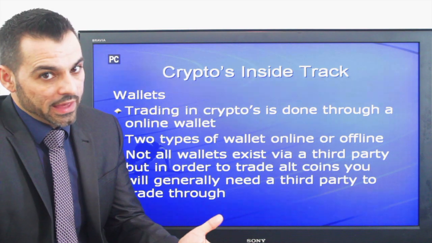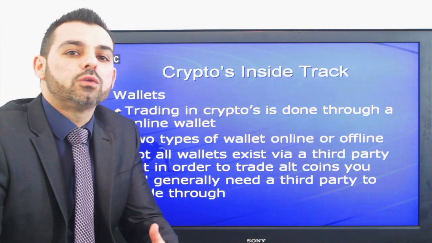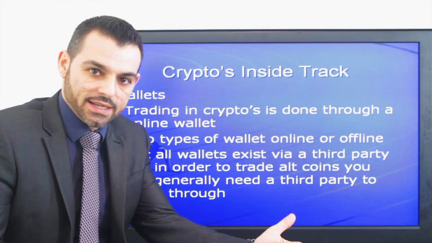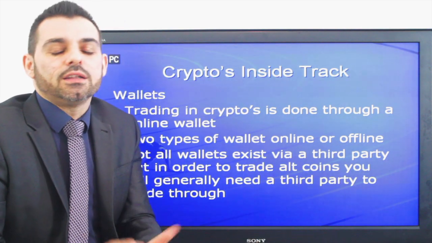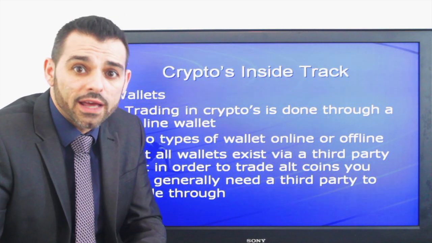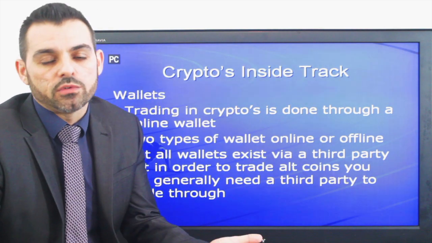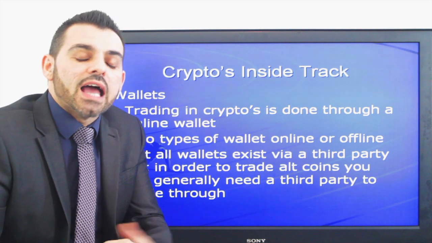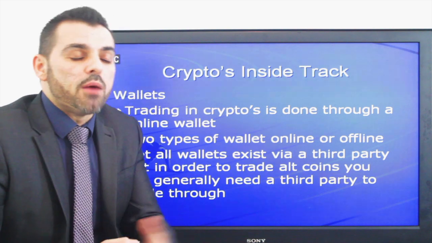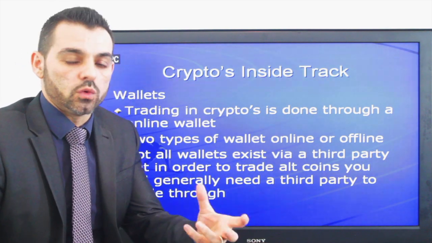So let's simplify that a little bit. Basically, you need an online account. An online account is called a wallet. You can also have wallets that are not connected to anything online, but for this purpose, let's call it an online wallet. In that wallet, you will store your coins, be it Bitcoin or some other cryptocurrency, and then you will be able to buy, sell, and trade. But essentially, you need an online account called a wallet in order to buy.